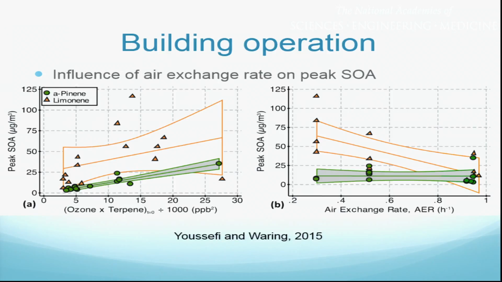Building operation. We've heard a lot about buildings and building operation from the others, but I just want to mention one thing that's specific to chemistry, and this is from Yusufi and Waring, very recently. In experiments, they essentially have a terpene and ozone in the same chamber. They change the ventilation rate, and what they see is interesting: the peak secondary organic aerosol concentration is influenced by air exchange rate, or is it? For pinene, not so much, but for limonene it is. So there's a lot we still need to know about how buildings influence this chemistry.